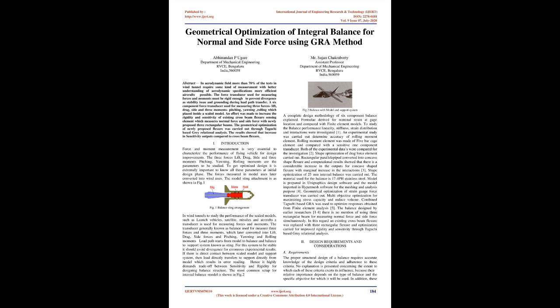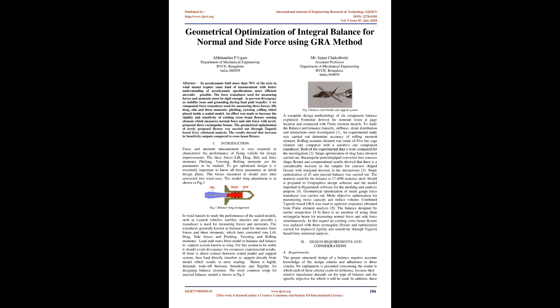1. In wind tunnels, to study the performance of the scaled models, such as launch vehicles, satellite, missiles, and aircrafts, a transducer is used for measuring forces and moments. The transducer, generally known as balance, used for measuring 3 forces and 3 moments, which later converted into lift, drag, side forces, and pitching, yawing, and rolling moments. Load path starts from model to balance and balance to support system known as sting.